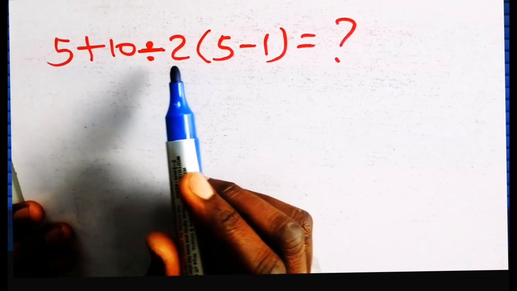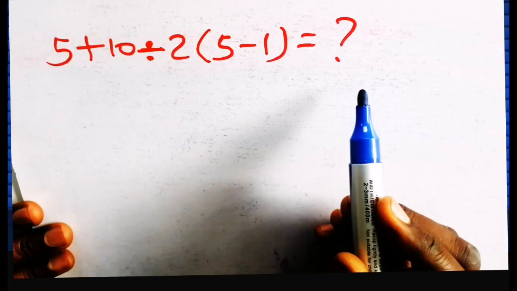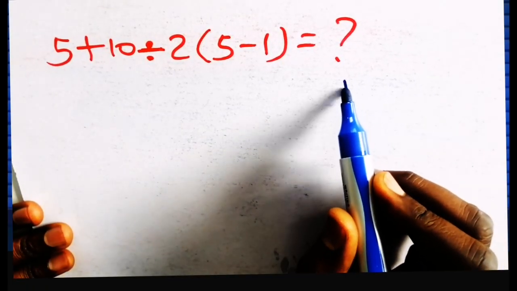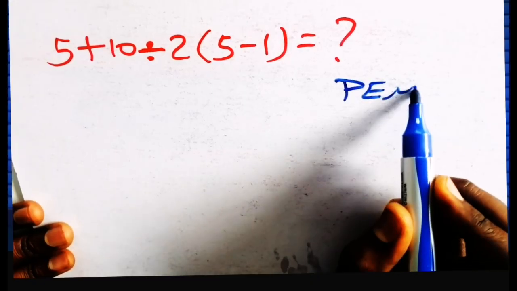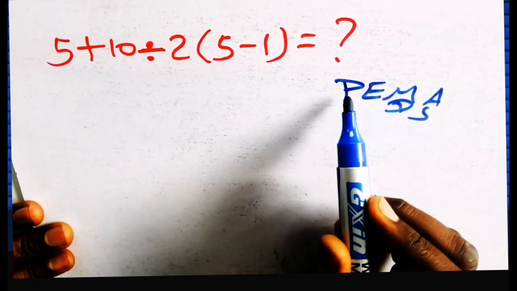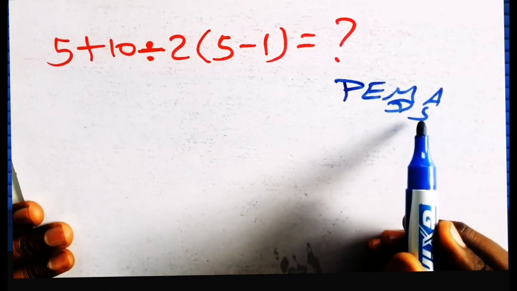5 plus 10 divided by 2, in parentheses 5 minus 1, equal to how much? In order to get the correct answer of this expression, we have to follow the order of operations, PEMDAS. First we have to do parentheses, then exponents, multiplication, division, and finally addition and subtraction.